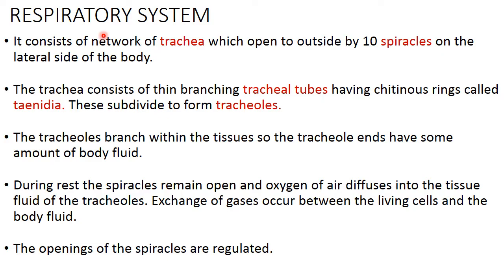Now coming to the respiratory system. As you are aware, the trachea is a network of tubes, and these trachea are going to open to the outside by spiracles. So there are 10 spiracles on the lateral side of the body. The thin tube is the trachea, and it has thin branching tubes called tracheal tubes, which have chitinous rings called taenidia.